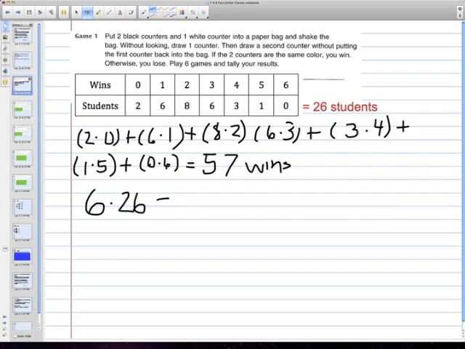So each student played 6 games, so 26 times 6 is 156. So our denominator is 156 because that's the total number of outcomes, the total number of games played, and 57 of those games were won. So that works out to roughly about 1/3 of the games were won. This game does not represent a fair game. If it was a fair game, half of the games would have been won, 50-50 or 50% or 1/2.